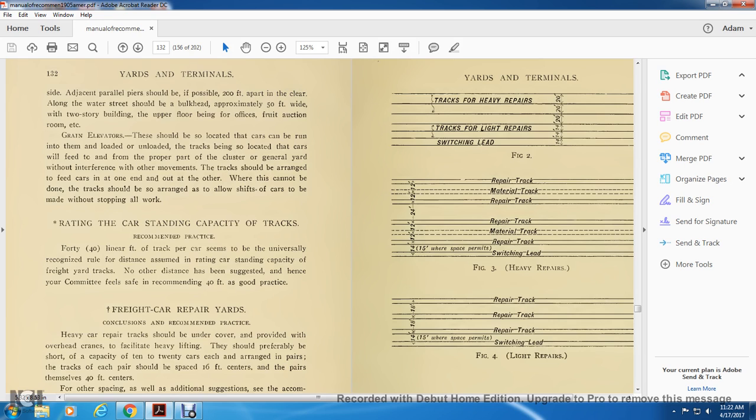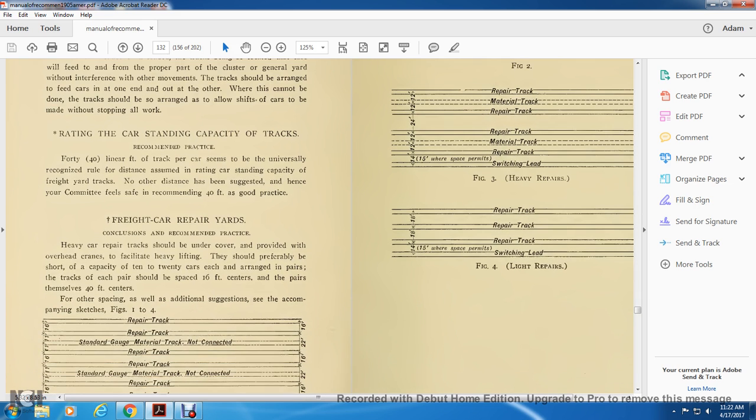Grain elevators should be located so that cars can run through them, with loading and unloading tracks located so the cars are fed from the proper part of the general yard without interfering with other movement of the trucks. The tracks should be arranged with cars fed in at one end and out at the other, but where that cannot be done, the tracks should be arranged to allow the shift of cars to be made without stopping all the work.